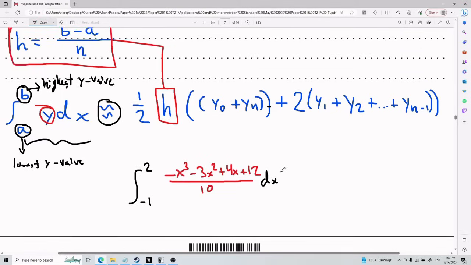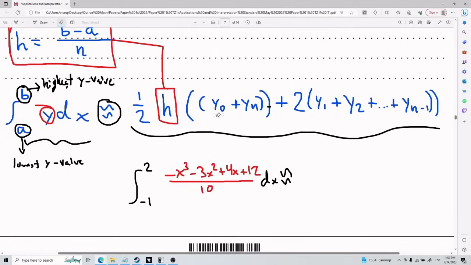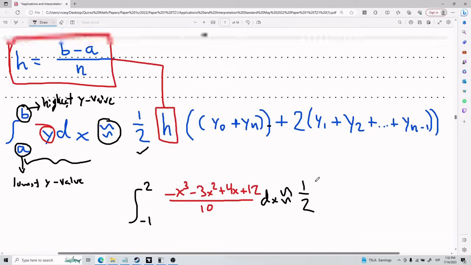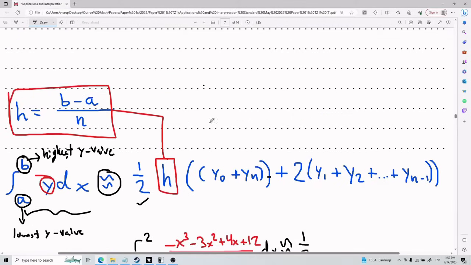All of this approximate will be the stuff on the right. So we start with 1/2, which means we're good here. And then we need to put h. Now, h we said was b minus a divided by n. We know that b is my highest y value, which is 2. We know that a is my lowest y value, which is -1. I divide this by n. Now, what is n?